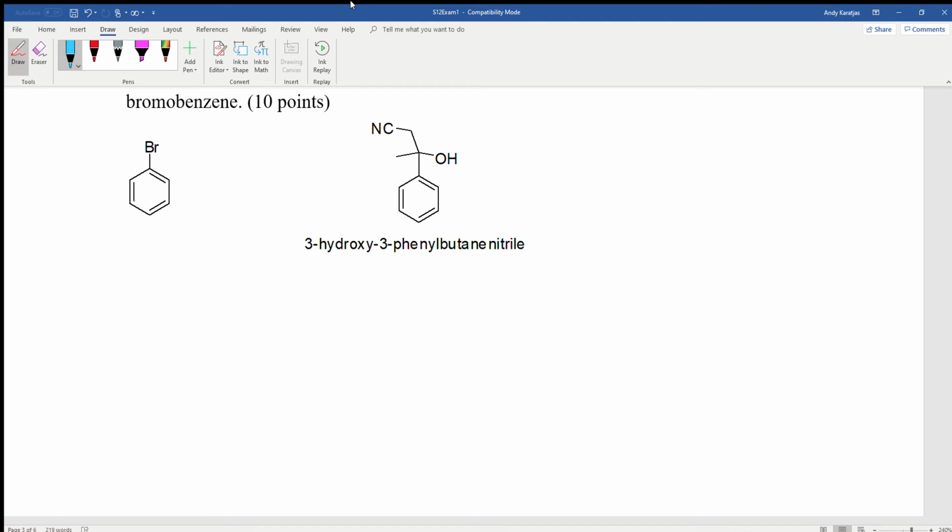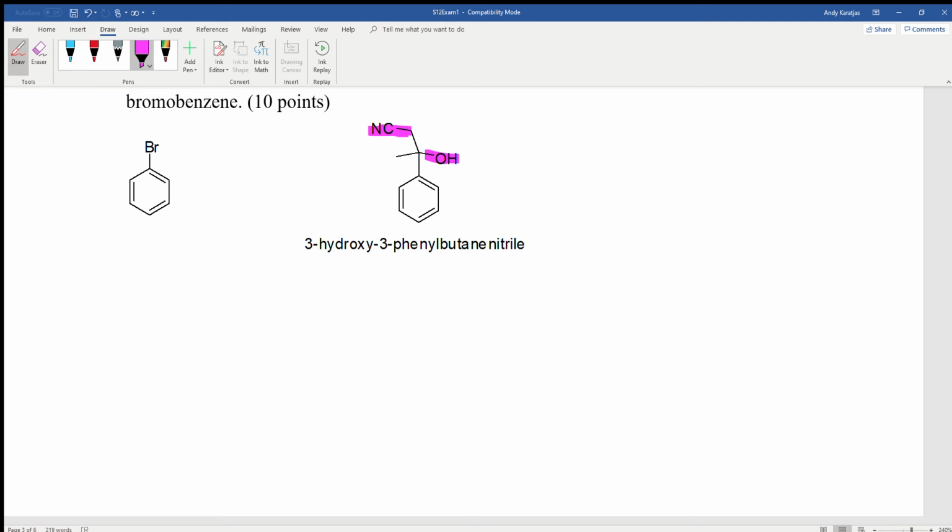Our final problem on this exam is a synthesis problem. And as we know, we always want to approach these in reverse. And so the first thing that stands out to us in this question is that we have a nitrile right next to an OH group.